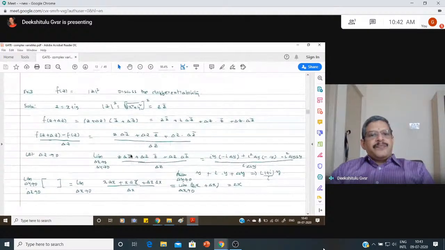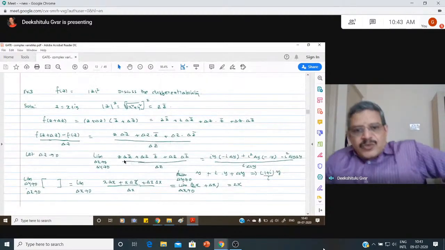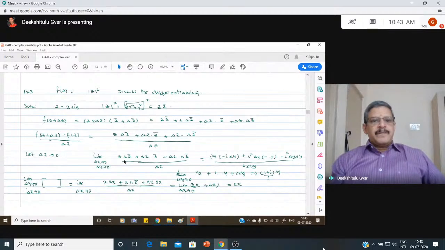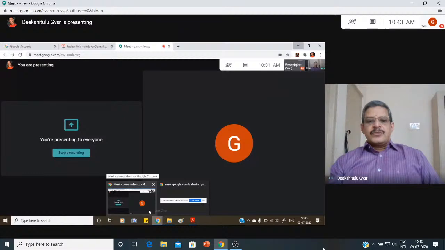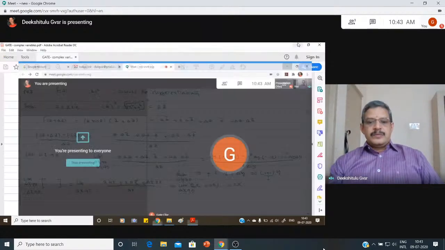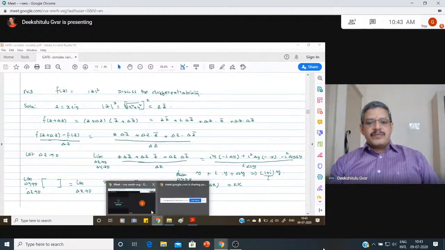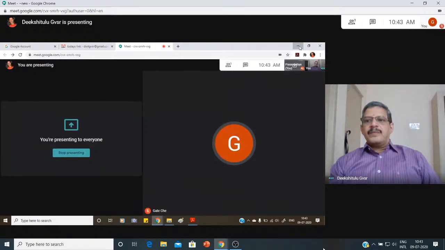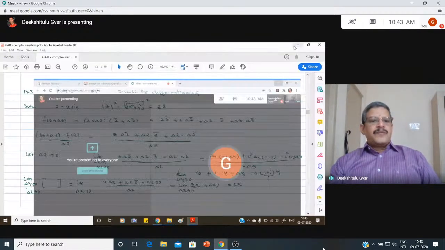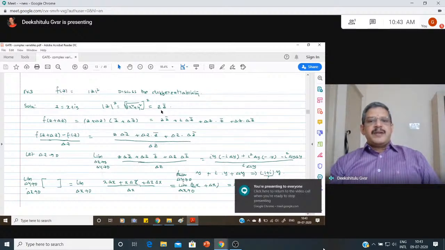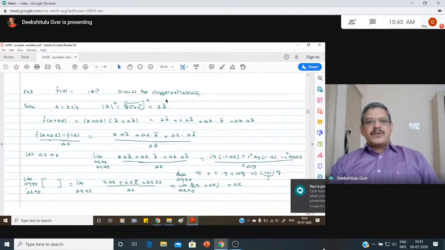Next one. f of z is equal to modulus of z square. Discuss the differentiability. As usual, z is equal to x plus iy. So mod z square you can always write as z into z conjugate. So f of z plus delta z becomes z plus delta z into z conjugate plus delta z conjugate from this. Then you expand this.